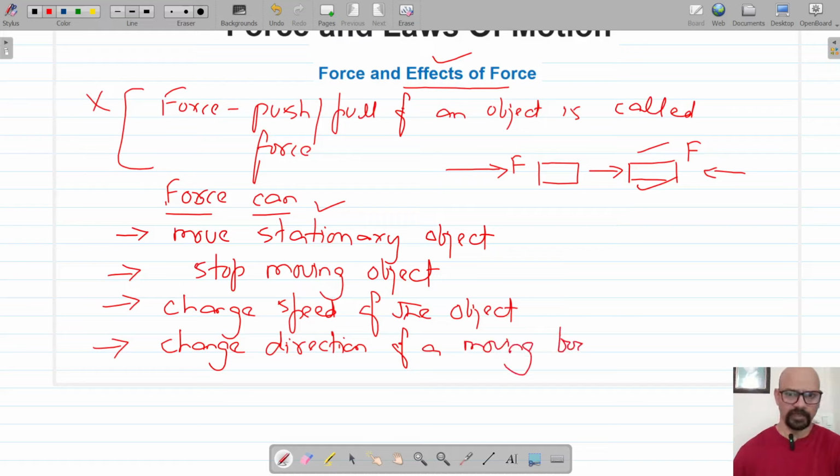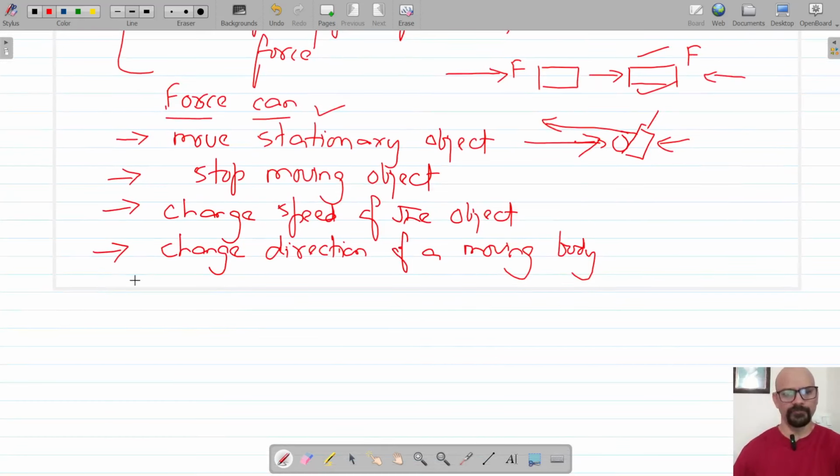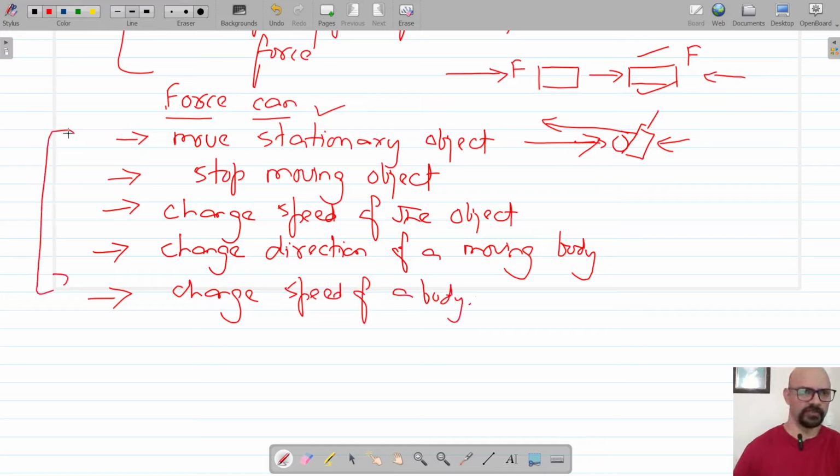A very good example for this is when we hit a ball with a bat. Let's say this is the bat. The ball is coming from this direction. Hitting the ball with the bat means we are applying force, and now the ball goes in the opposite direction. In this way we can change the direction of a moving body by applying force. We can also change the shape of a body. Let's say we apply a force on a plastic bottle, we can crumble it.